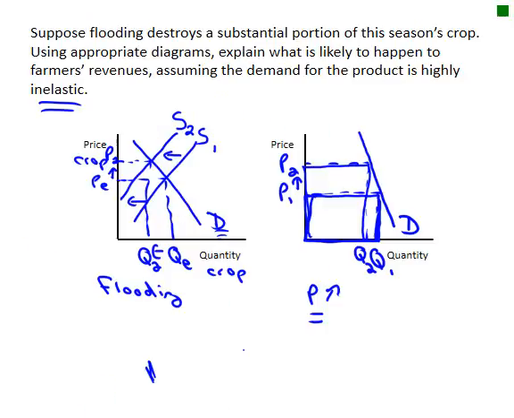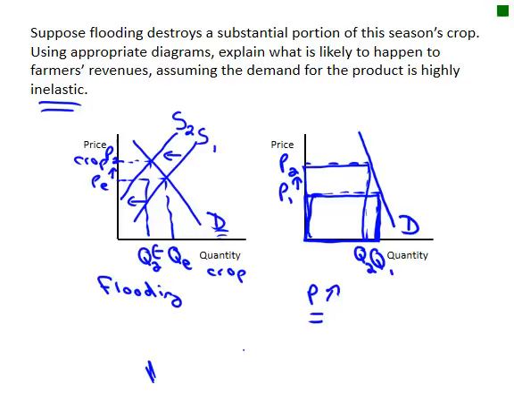Suppose flooding destroys a substantial portion of this season's crop. Using appropriate diagrams, explain what is likely to happen to farmers' revenues, assuming the demand for the product is highly inelastic. Okay, so let's take this bit by bit. We've got flooding, and we've got the crop and price of the crop. So let's just look at a regular demand and supply curve just to see what's happening. Here we have PE and QE.